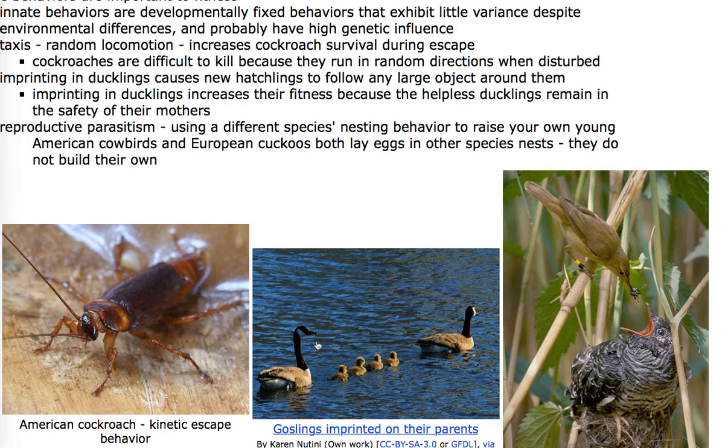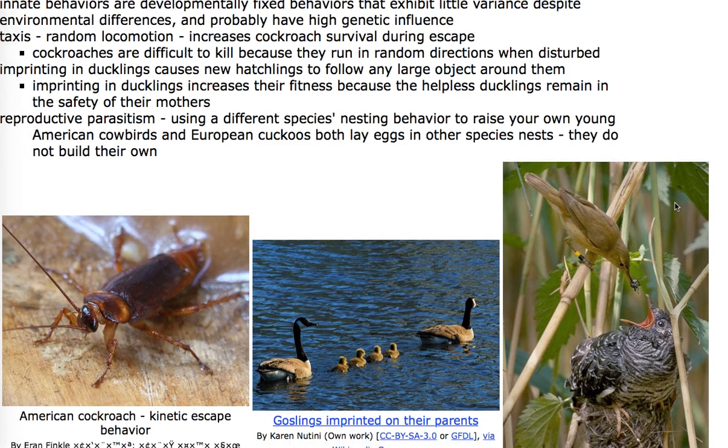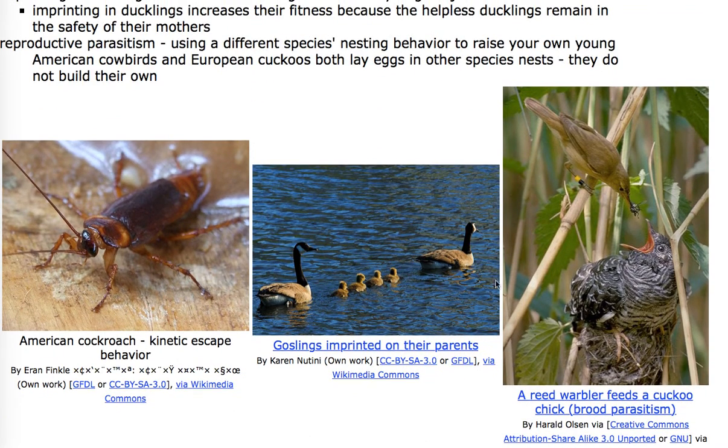The parents being in the environment of the goslings allowed them to imprint on them and then increase their fitness in following wherever they went. Reproductive, this is insane, but this is a tiny little bird feeding a larger bird, and the reason this is happening is because we have a reed warbler feeding a cuckoo bird. This is called brood parasitism.